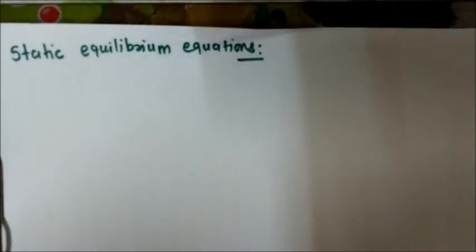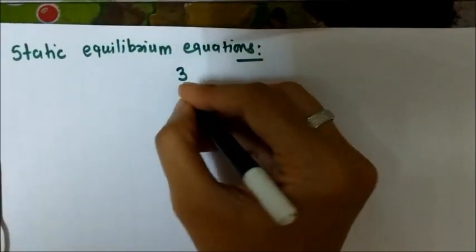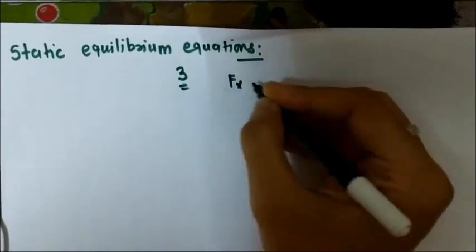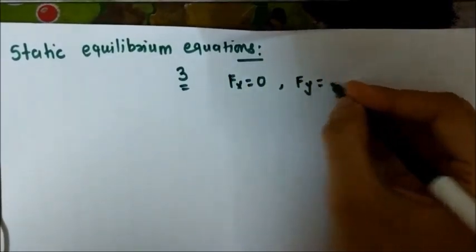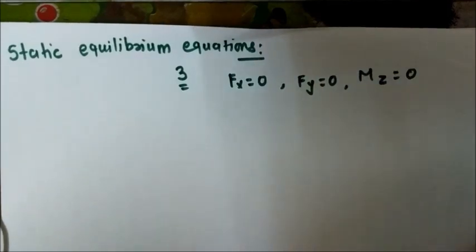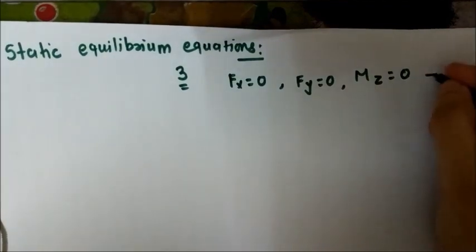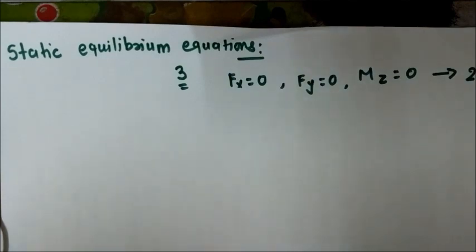As per the definition, there are three basic static equilibrium equations. They are sum of Fx is equal to 0, sum of Fy is equal to 0, and moment in z direction is equal to 0. So these are the three static equilibrium equations for 2D structures.